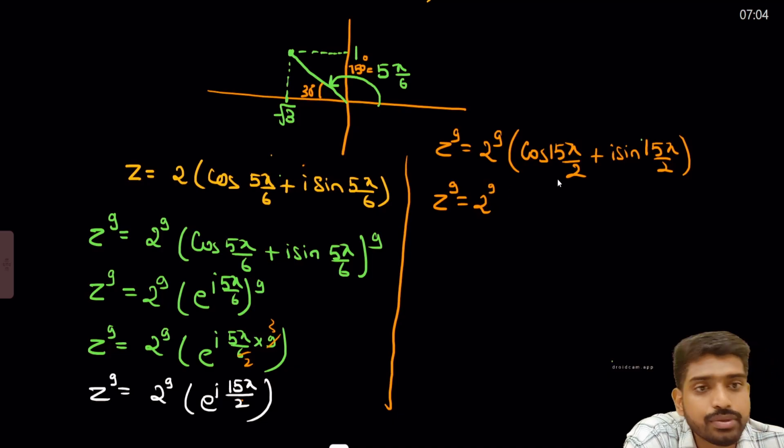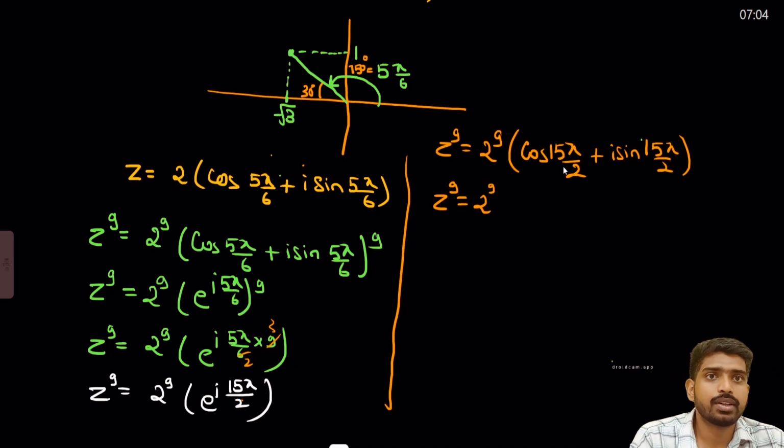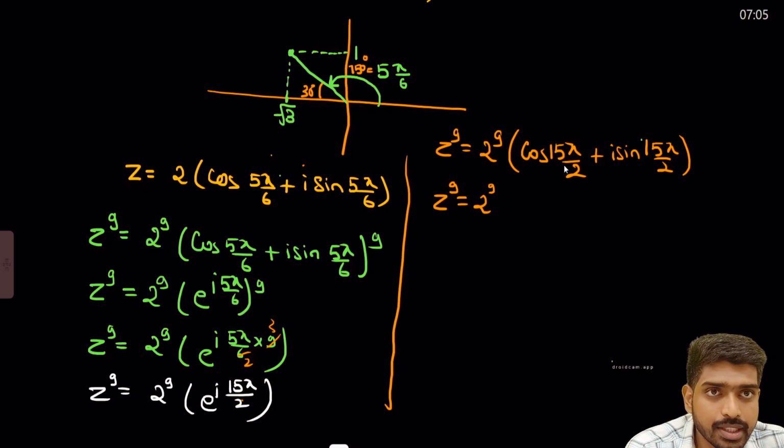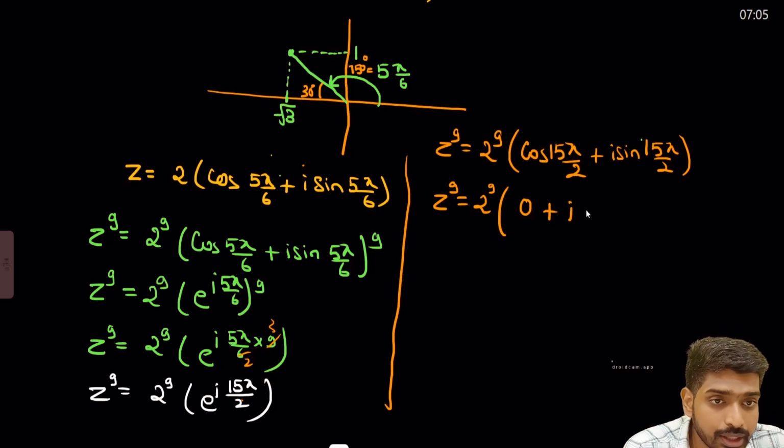Can you tell the value of cos 15 pi by 2? Cos 15 pi by 2 I can write as 7 pi plus pi by 2. Yes or no? 7 pi plus pi by 2. So it will be in the third quadrant. So cos 15 pi by 2 value will be 0, as it is an odd multiple of 90, right? So cos value will be 0, plus iota sine 15 pi by 2 is minus 1.